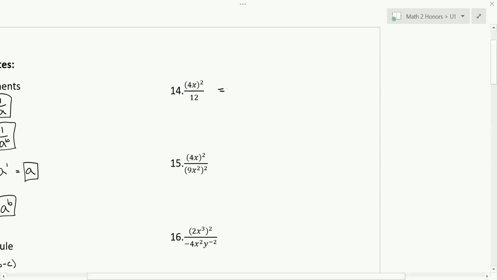4x squared is going to give us 16x squared over 12. Can we reduce that fraction? Yes, we can. And I could divide by 4 and get 4x squared over 3. Could I have reduced it in the beginning? Could I have taken the 4 and the 12? Could I have done that in the beginning? If you did, you get a different answer. So no, you have to deal with those exponents first before you reduce. Okay.